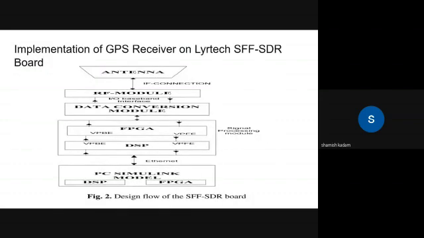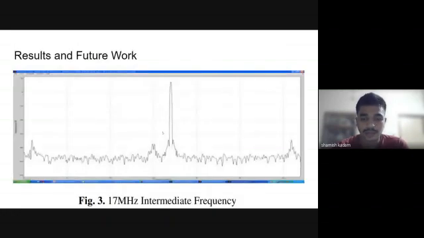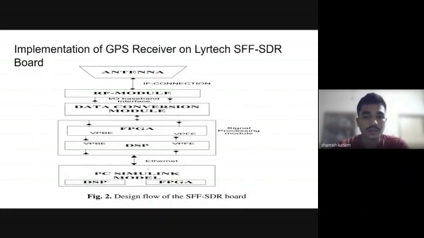The implementation of GPS receivers on the Lyrtech SFF SDR board. The SFF SDR board is conceived and designed to be used in the development of applications in the field of software-defined radio. The board is composed of three different platforms: digital processing module, ADAC master 3, and RF module. As the signal is received at the antenna, it is transmitted to the RF module, and then the RF module takes the signal to the data conversion module, and from there it is taken to the signal processing module, and through Ethernet it goes to the PC Simulink module.